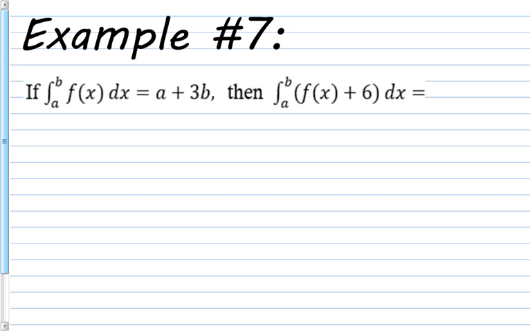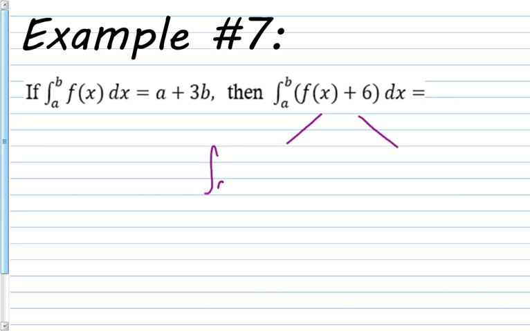Okay, so example 7. So here this is all very abstract. I have a's and b's in here, no numbers. So they were telling me that the integral from a to b of f of x dx equals a plus 3b. So then they're telling me that the integral from a to b of f of x plus 6 dx equals what? Okay, so basically you're splitting this up into 2.